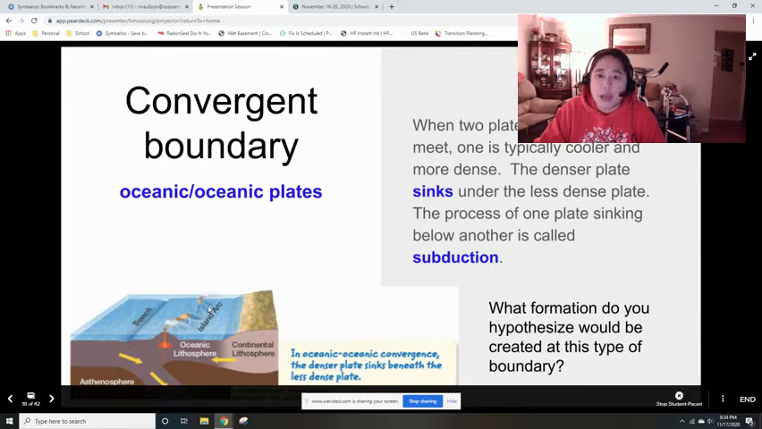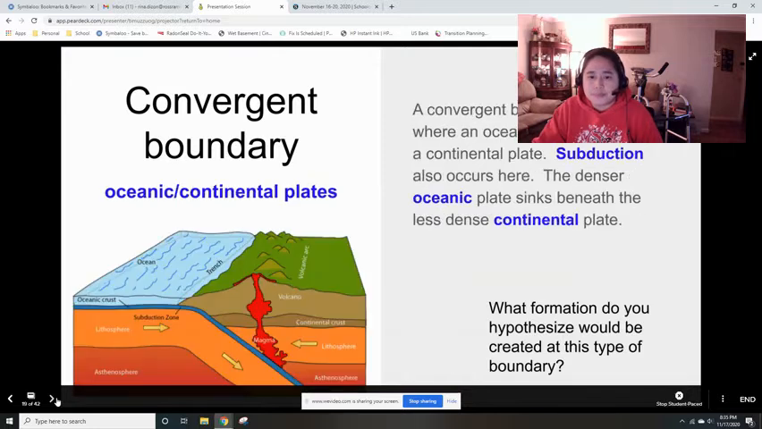These are how the Hawaiian Islands, this is how like the Pacific islands of the Philippines were created. Okay, the Pacific plate actually sinks underneath the Eurasian plate, creating these volcanic islands. So this particular type of boundary creates volcanoes specifically in the middle of the ocean, creating volcanic islands.